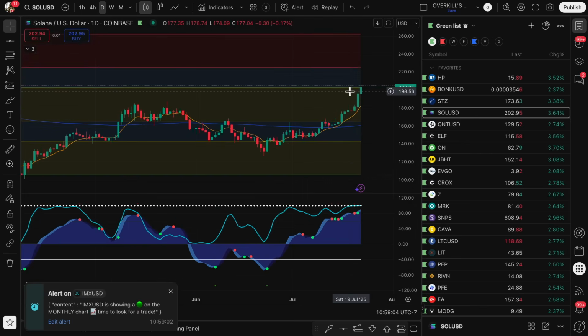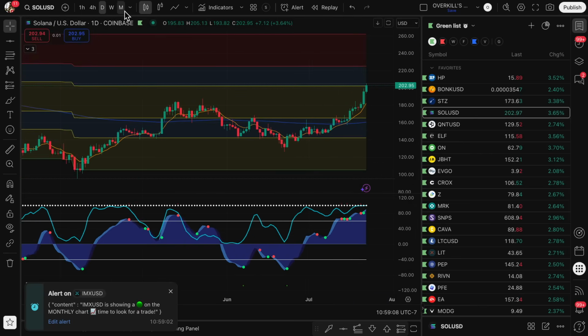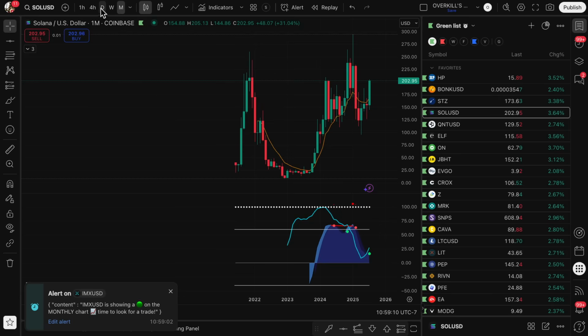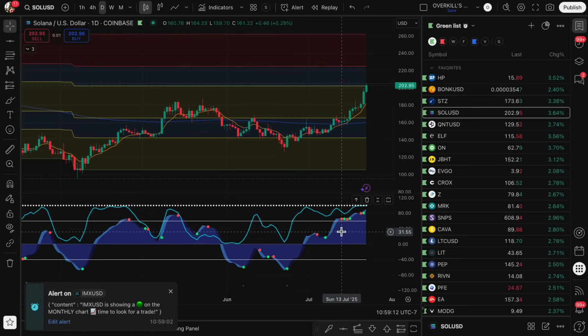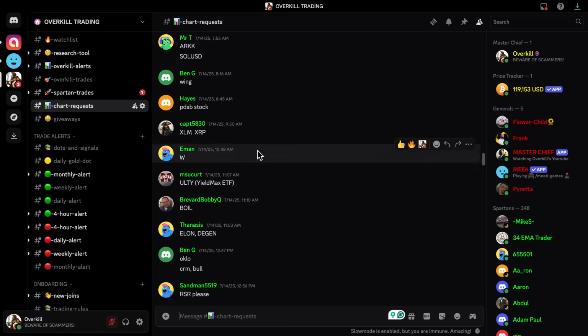Solana. Okay, that one's pushing. Target on this is 240 to 260. Beautiful. Green dot on the monthly here. Looking for green dots on the daily and the 4 hour. Target between 240 and 260.